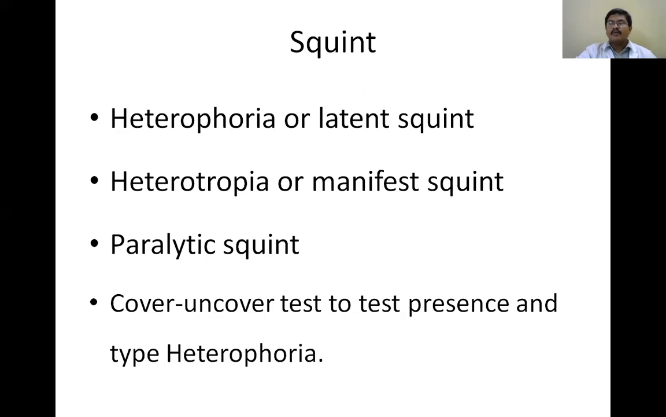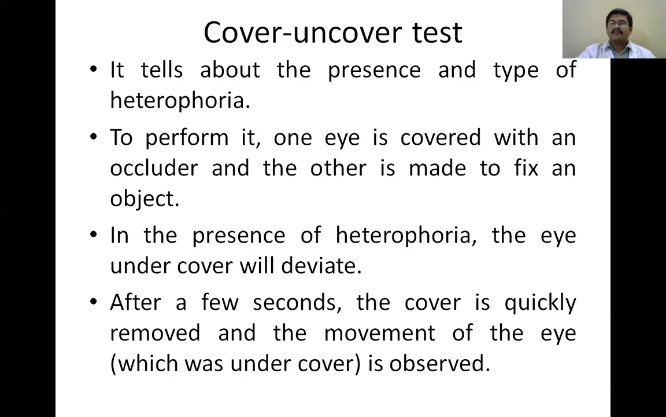To know whether the subject is having a phoria or not, you can use the cover uncover test to know the presence of squint. The cover uncover test shows the presence and type of heterophoria. It can be esophoria, exophoria, hyperphoria or hypophoria. These can be diagnosed by the cover uncover test.